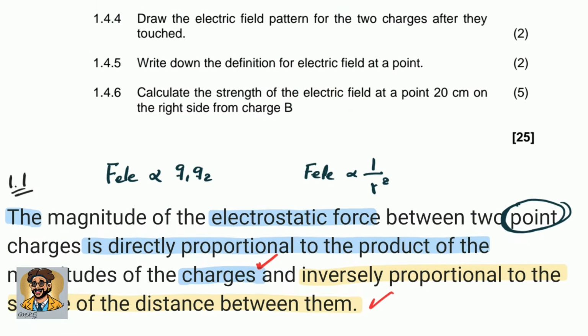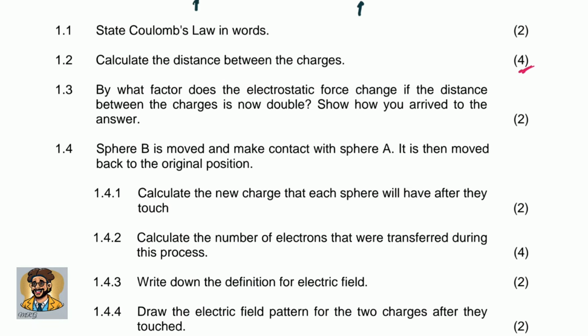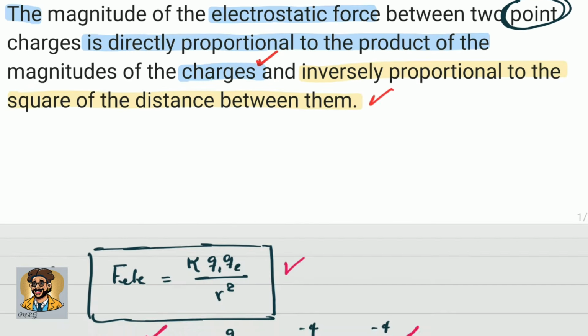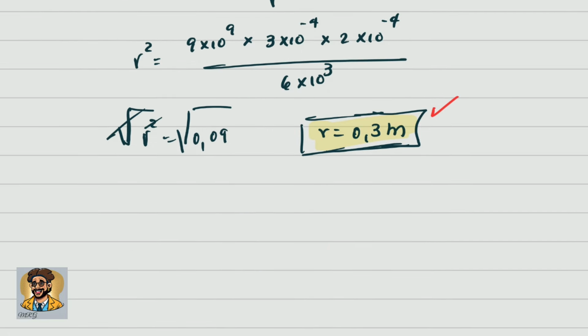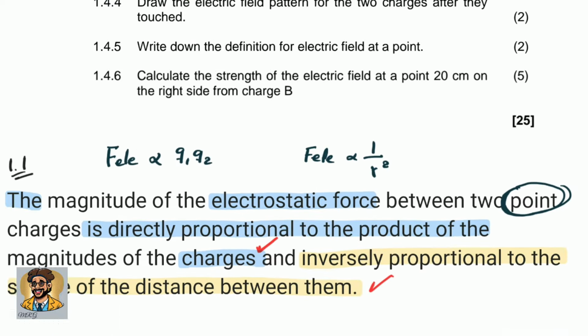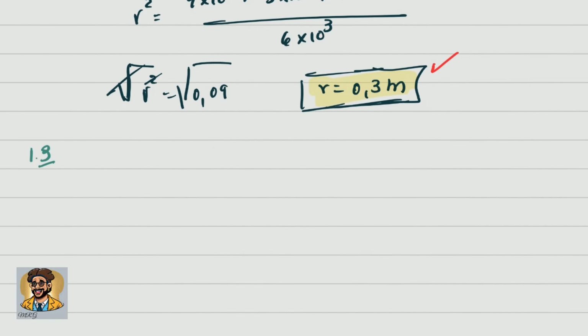So we carry on with the question. We already have 6 marks, easy peasy. By what factor does the electrostatic force change if the distance between the charges is now double? Show how you arrive at the answer. So we are going to get again to the same formula, and let's see how we approach this one. This is question 1.3. Yes. By what factor does the electrostatic force change?